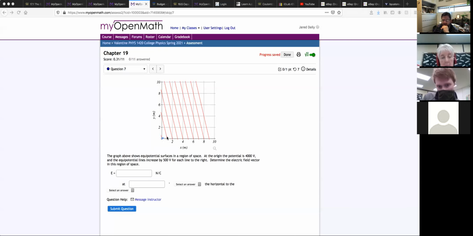So our electric field is going to be pointing something like this, in this direction. That's perpendicular to the potential, and it's pointing in the direction of increasing potential because it says here that the equipotential lines increase by 500 volts for each line to the right. So this is definitely the direction that our electric field is going. If we wanted to represent our electric field in this region, we might do something like this. And so that's one thing we know about electric field.